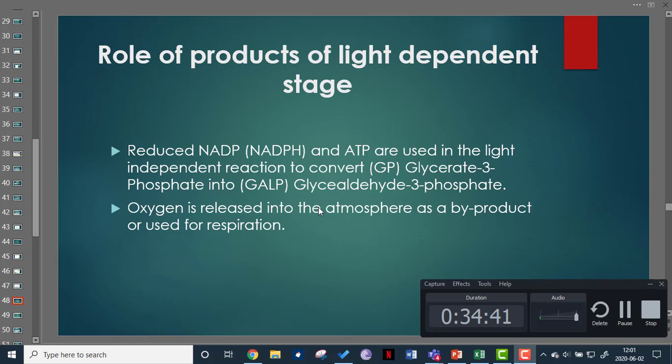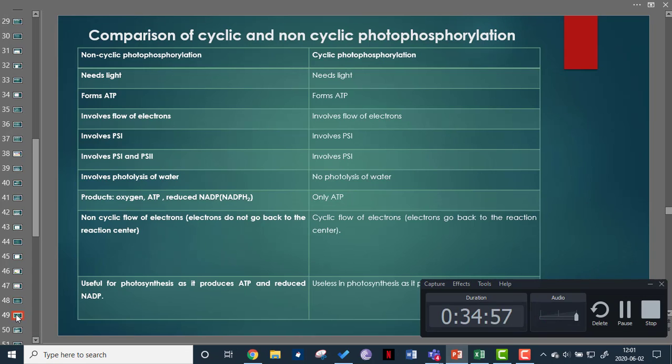Now, oxygen is usually released to the atmosphere as a byproduct. I think on that section we are done on the role of those products. Now in our next session, next slide, sorry, we are comparing the cyclic and non-cyclic photophosphorylation.